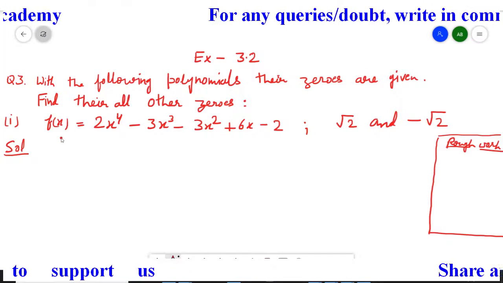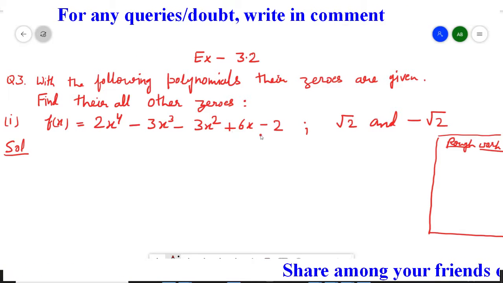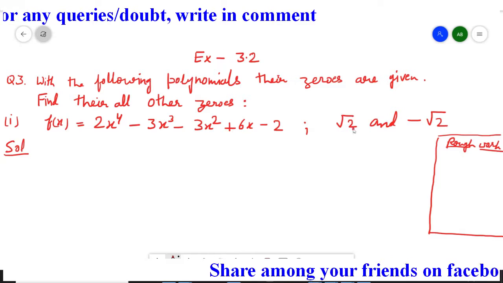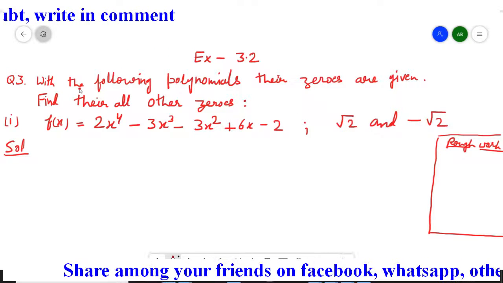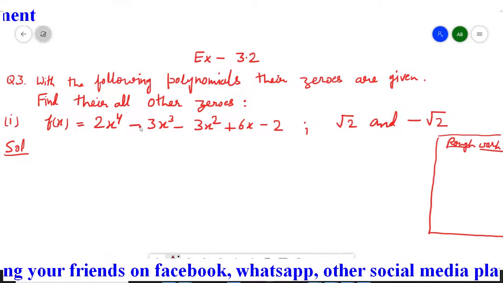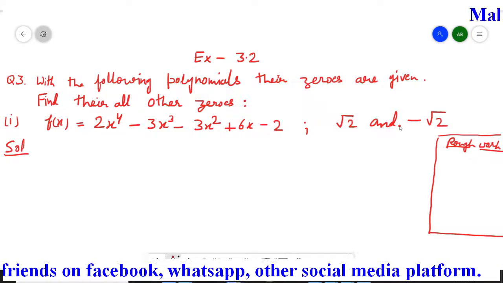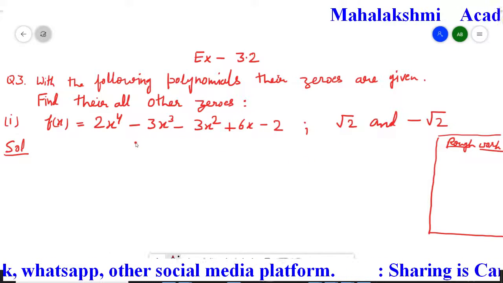So students, here the polynomial is f(x) equal to this polynomial you can see here, and at the back, whatever numbers are given, these are the zeros. So what is the question asking? With the polynomial, their zeros are given, meaning some zeros of the polynomial are given. So the question is, how many zeros are there for the polynomial?